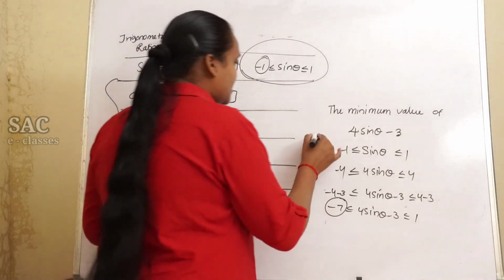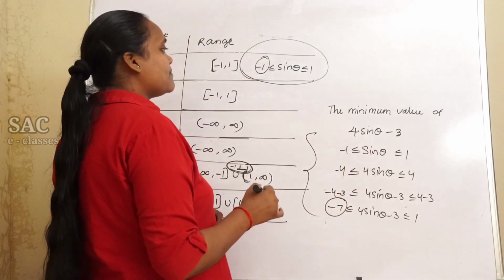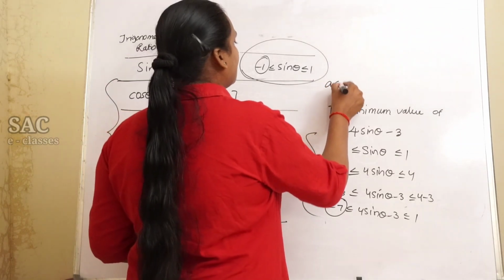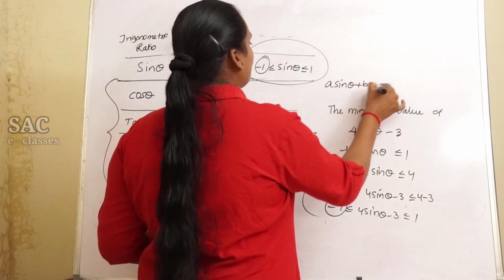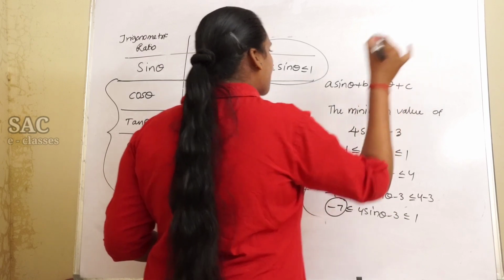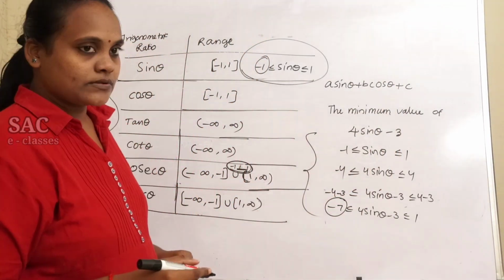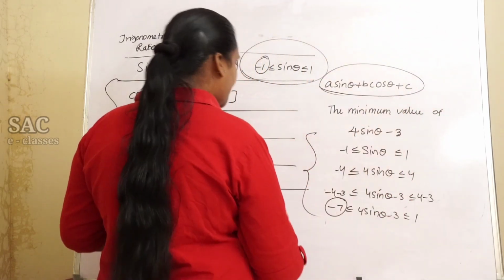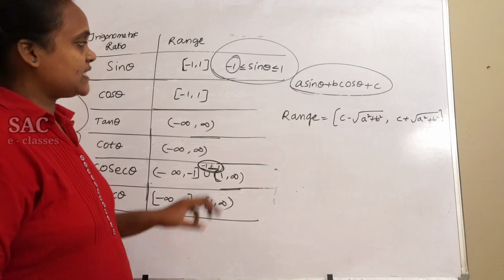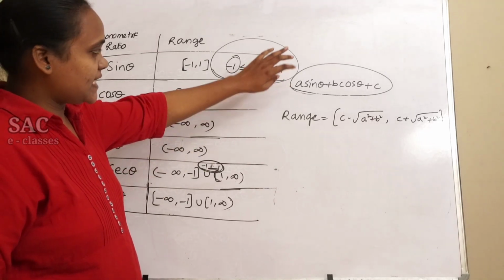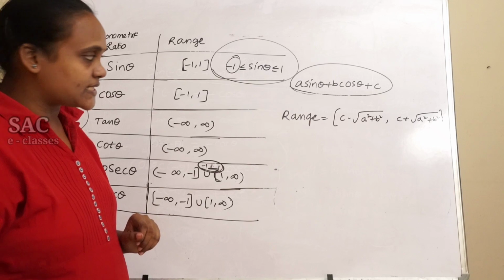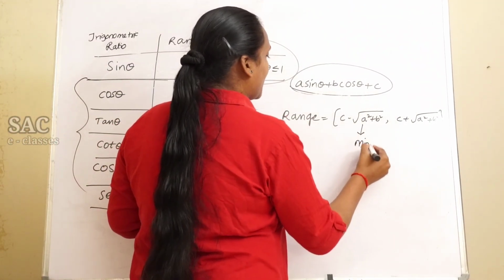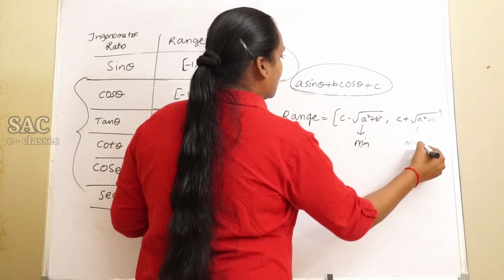Rather than using the inequality method, with the help of a simple range formula we can find it. If a sin theta plus b cos theta plus c is a trigonometric expression, this is its range, where c is some constant. This is the minimum value, and this is the maximum value in the range.